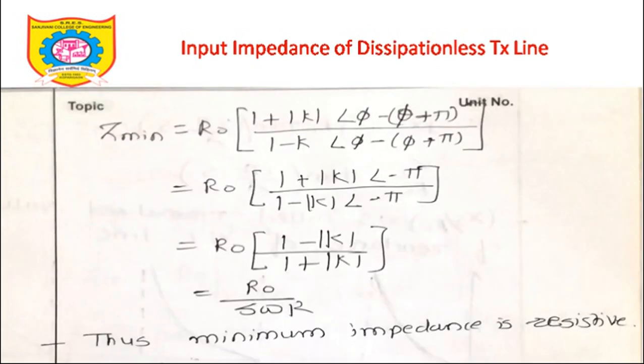So we'll stop our discussion up to this point. This is the input impedance of a dissipation-less line. In the next lecture we will continue with certain examples, or certain special cases, of the input impedance of the dissipation-less line. Till then, thank you very much and happy learning.